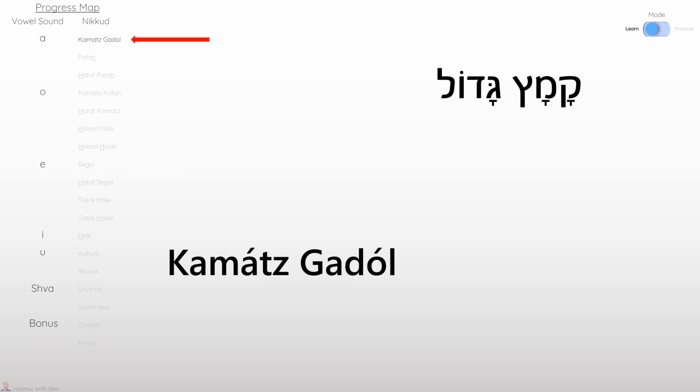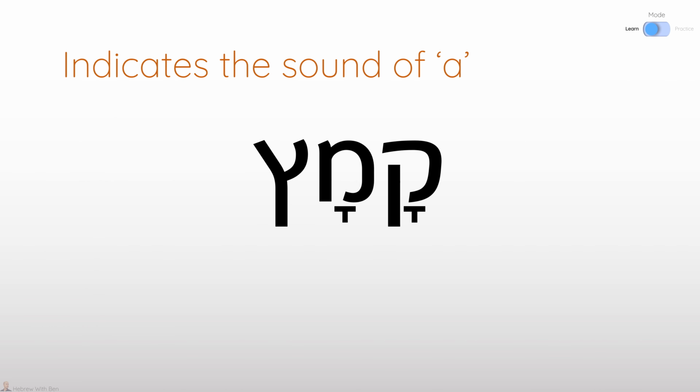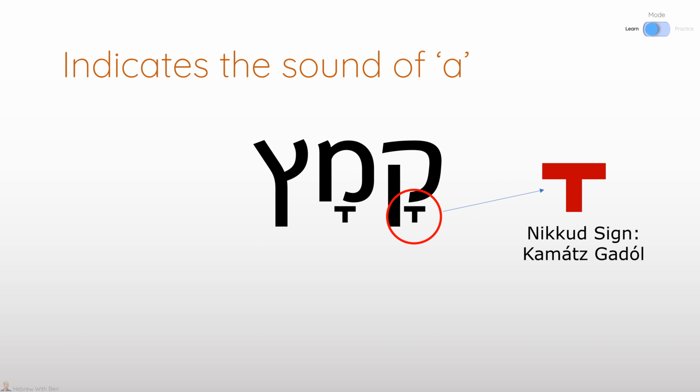Let's start with the first Nikud sign, Kamatz Gadol. Kamatz Gadol indicates the sound of A. That means we need to add the sound of A to the consonant sound. This is what Kamatz Gadol looks like. This is the consonant, and this is the Nikud sign. They are not the same object.